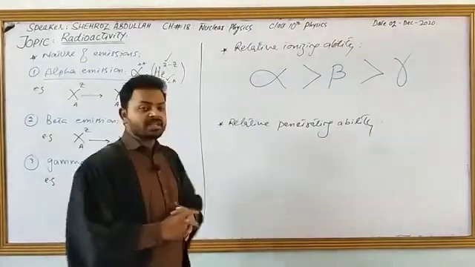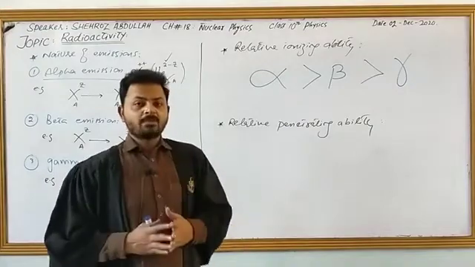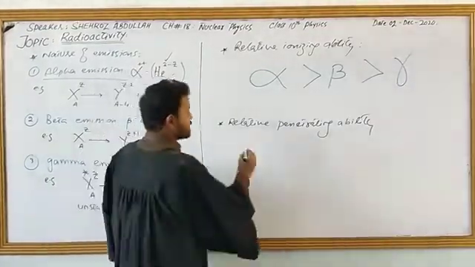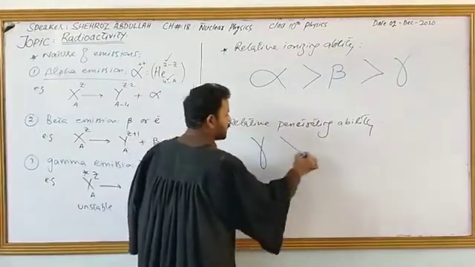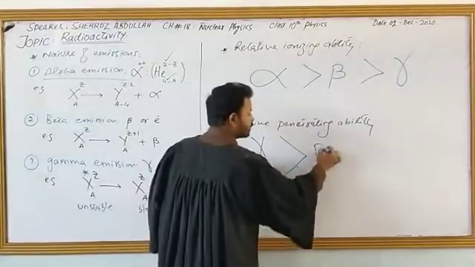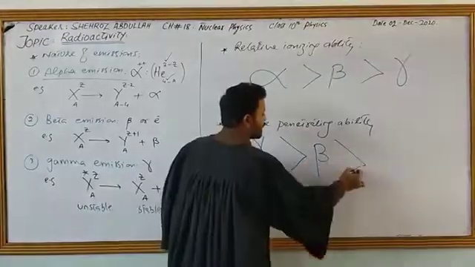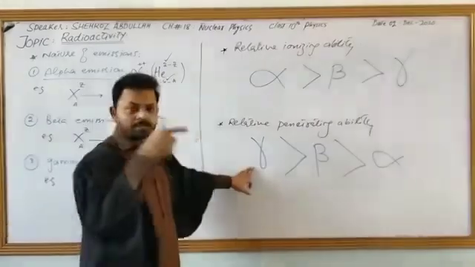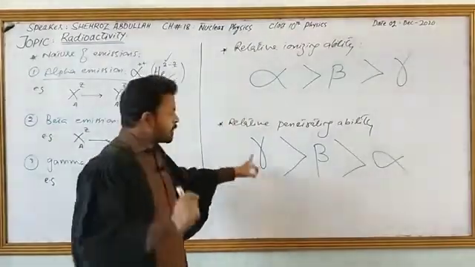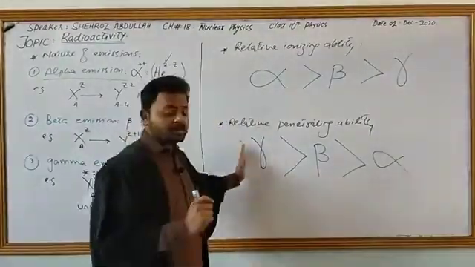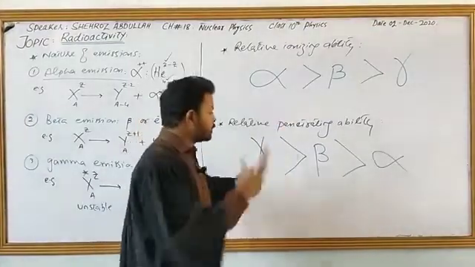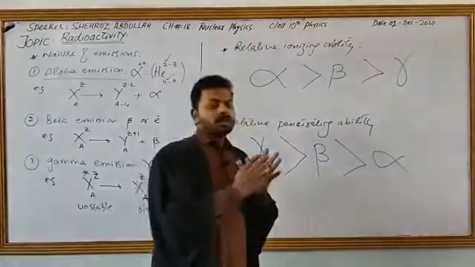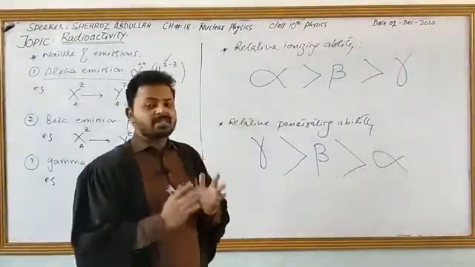Now coming towards the relative penetrating ability. If we compare the relative penetrating ability of alpha, beta and gamma, we will understand that gamma's penetrating ability is much greater than beta, and beta's penetrating ability is much greater than alpha. Okay, means gamma can penetrate very deep, beta can penetrate up to an intermediate level, and alpha's penetrating power is very less.